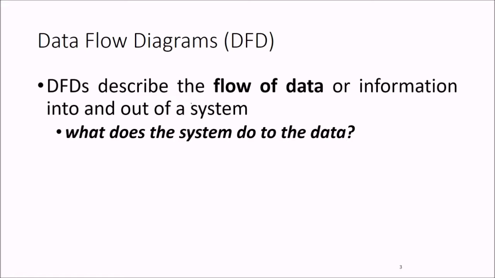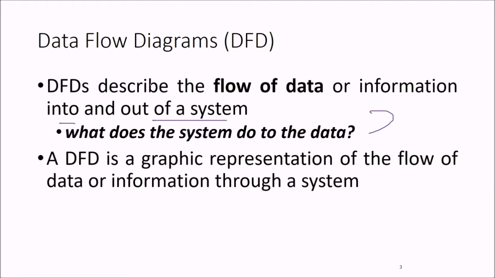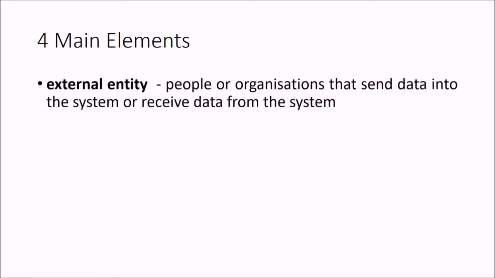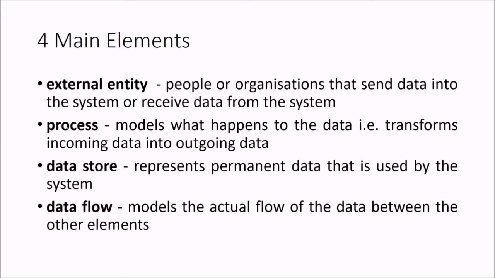So DFD describes the flow of data or information in and out of the system. So what does the system do to the data? DFD is a graphic representation of the flow of data or information through a system. There are four main elements in a DFD. First, we have an external entity, process, the data store, and the data flow.